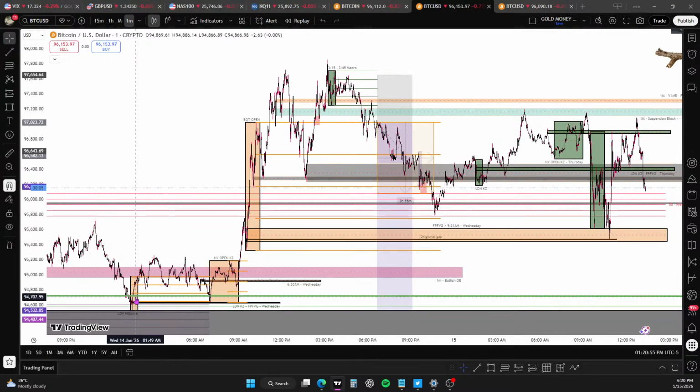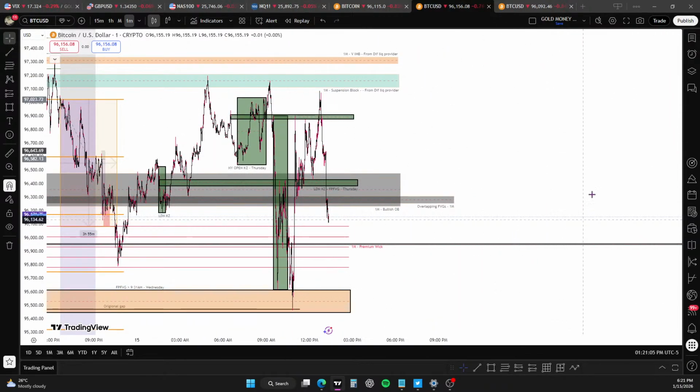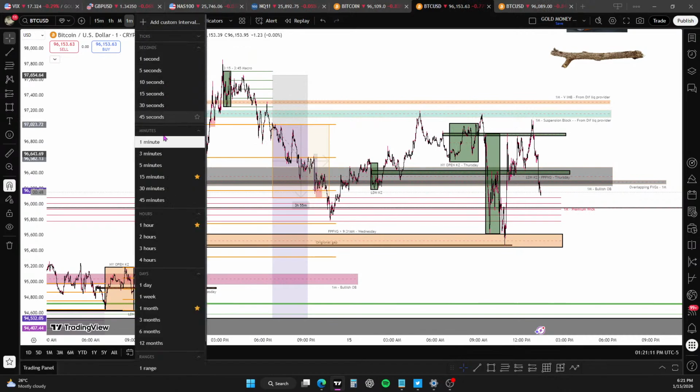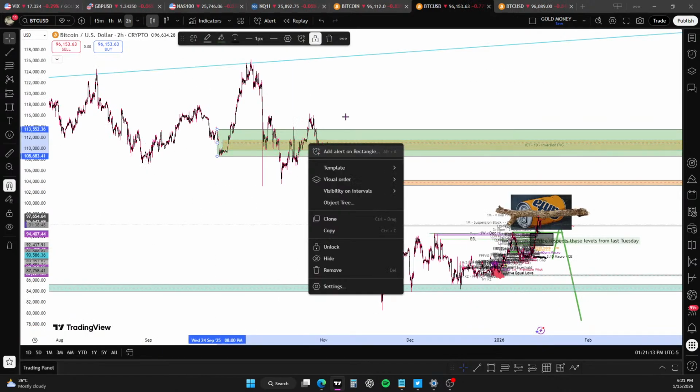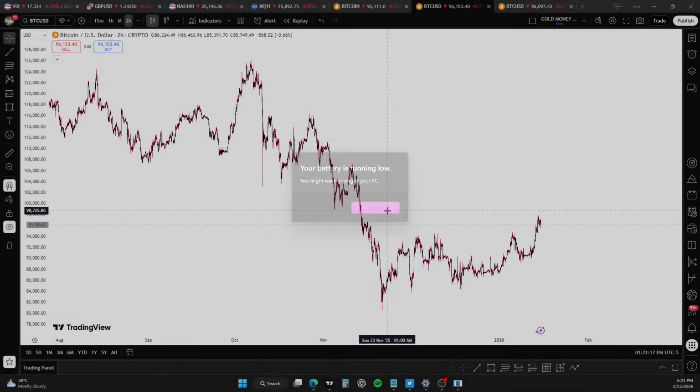The way Bitcoin's acting right now, we might not see all of this taken off straight away. We could literally consolidate exactly the same as this, right where we're at right now, in amongst this area for ages. There's nothing to stop that from happening. Look at how high we've come in the last few days. Like proper stretched price. Oh shit.